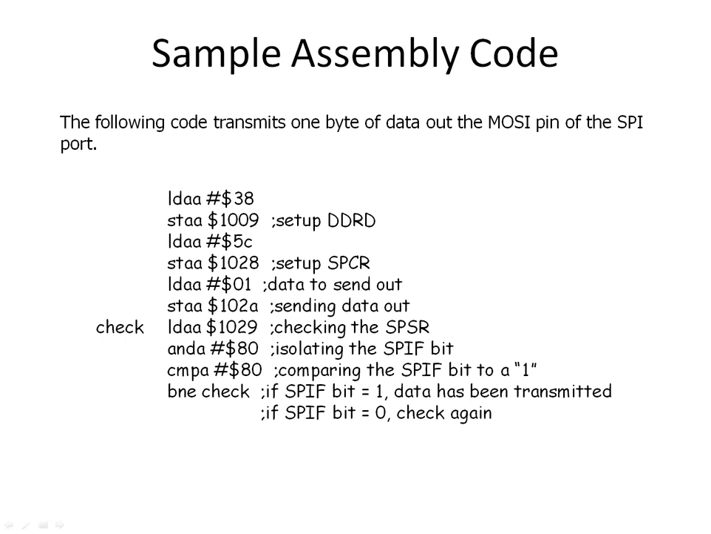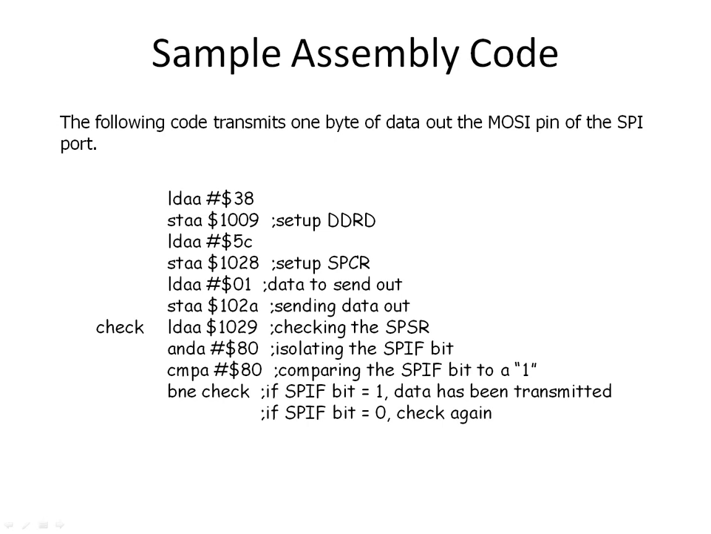And here's a sample assembly code. So let's follow this code. As it states here, this code transmits 1 byte of data out of the MOSI pin of the SPI port. So this 68HC11 is configured as a master, and it's going to be sending the information out of the master out slave in pin.